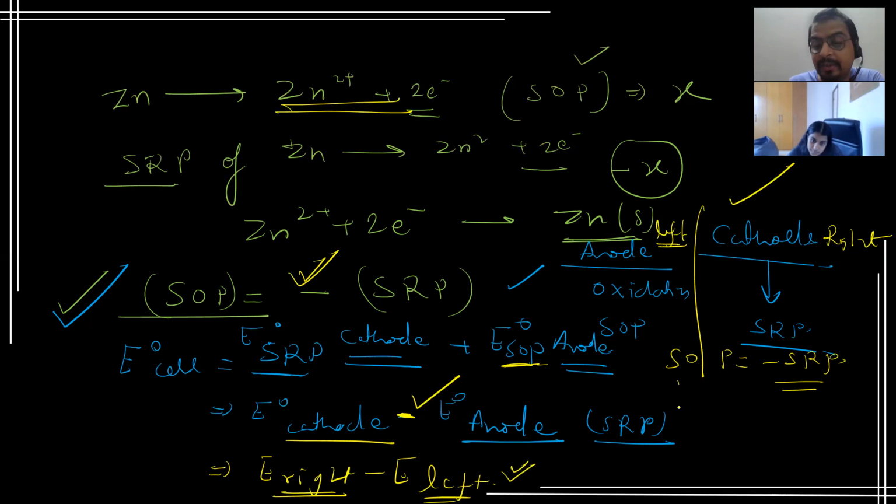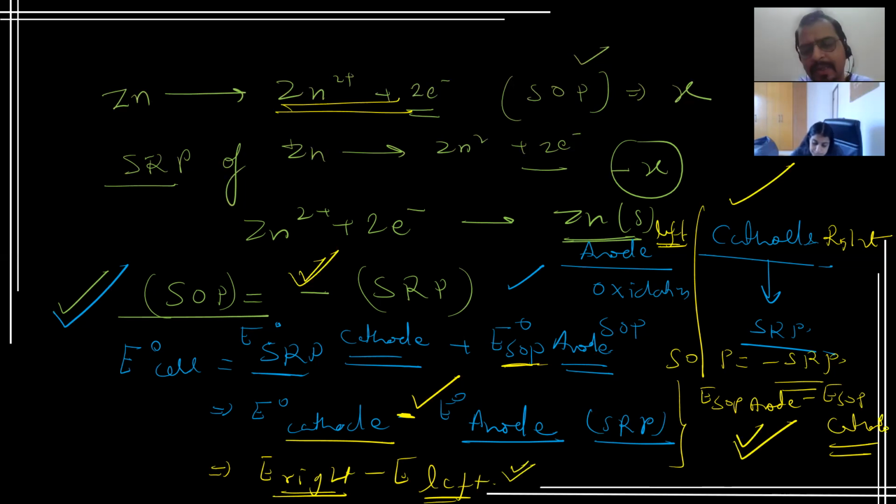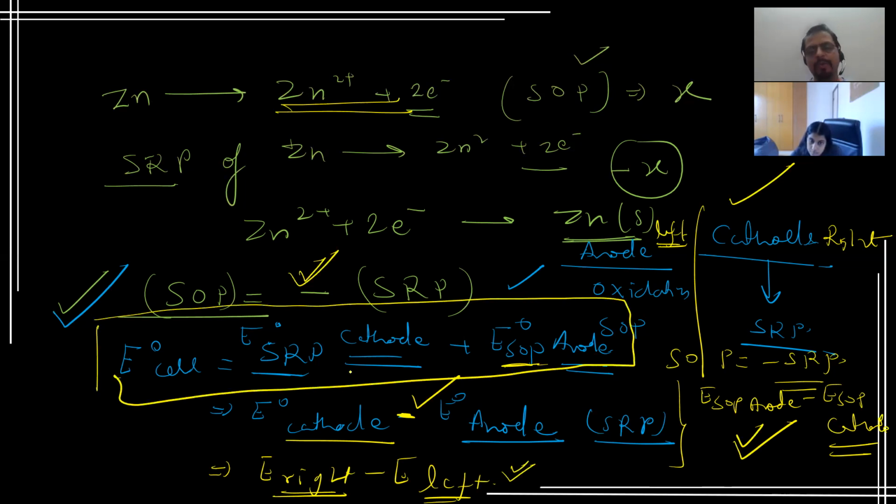Or this formula can also be like this: ESOP anode minus ESOP cathode. You can also change the SRP of cathode to SOP. So you should understand the basic fundamental equation is the first one: SRP of cathode and SOP of anode, both combined together. This equation then keeps changing as per the requirement.